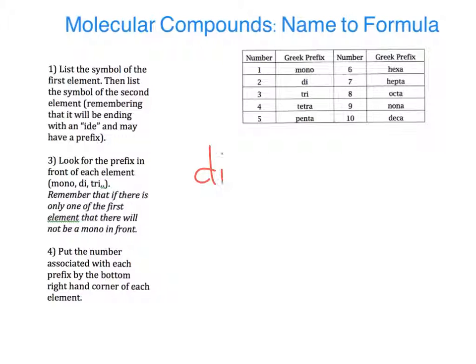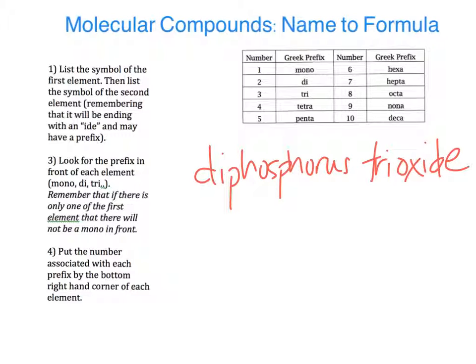And one last example. This one will be diphosphorus trioxide. Okay, I see phosphorus there. The symbol for phosphorus is P. Ox over there is going to be O. Phosphorus has a di in front of it, P2. Oxygen has a tri, P2O3.